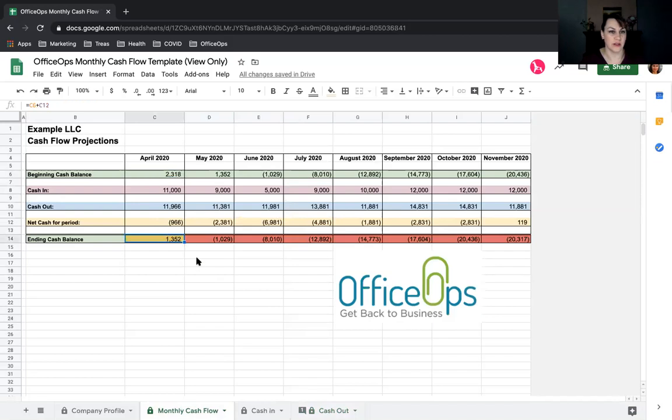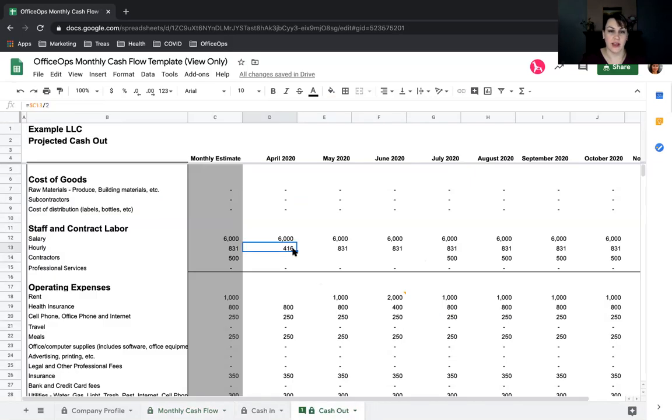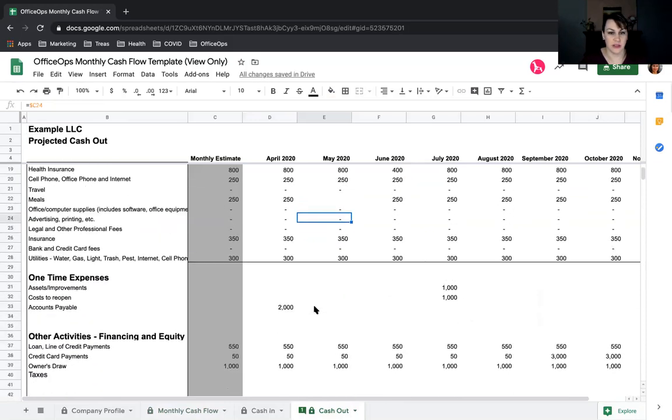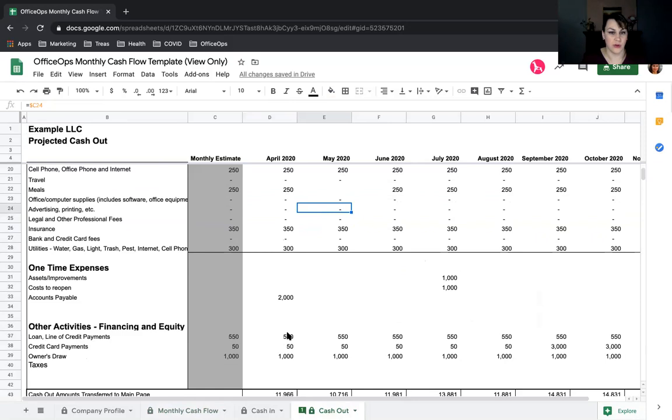April looks better. May doesn't look so hot though. May is short by about $1,000. So let's see, we already cut that. We're going to continue our cuts with our hourly people. We are going to stop eating out. We cannot stop paying insurance. That's not an option. And we're going to get forbearance on our loan.